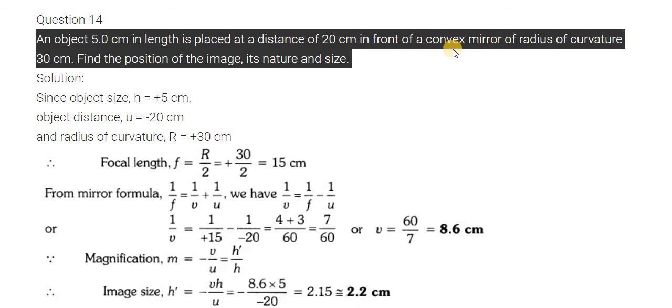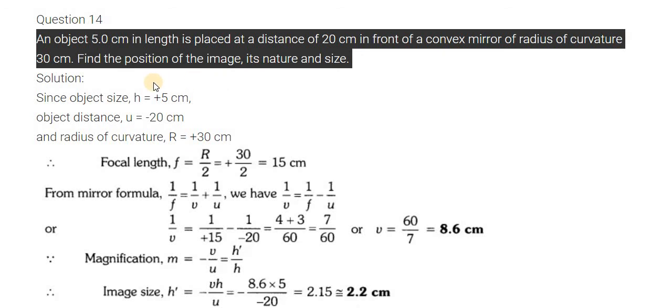Here the mirror is convex, of a radius of curvature, meaning r is given, it's 30 centimeter. So find the position of the image, its nature and the size.